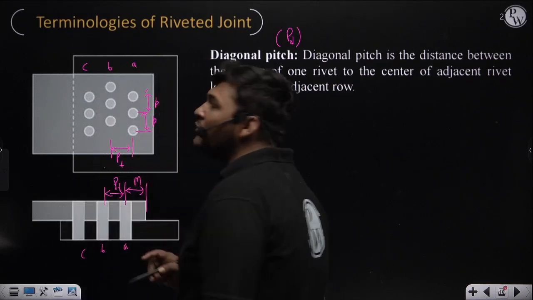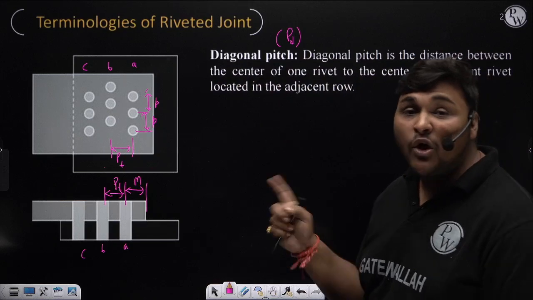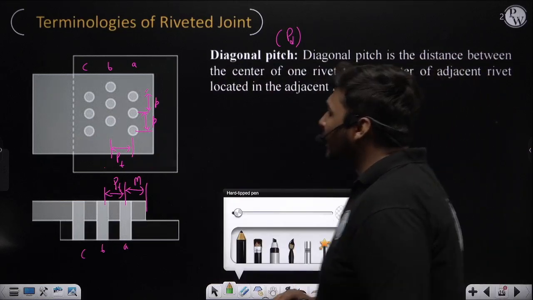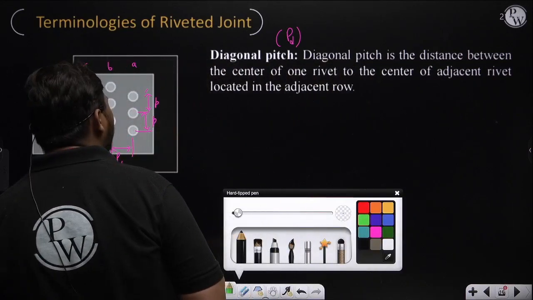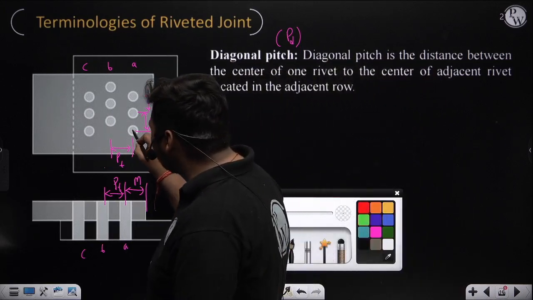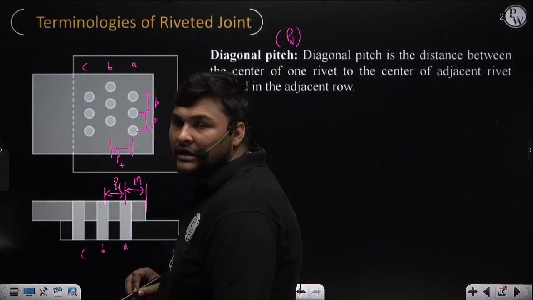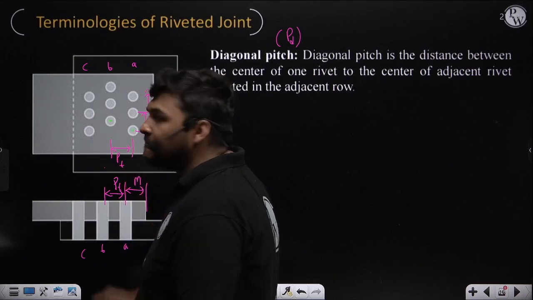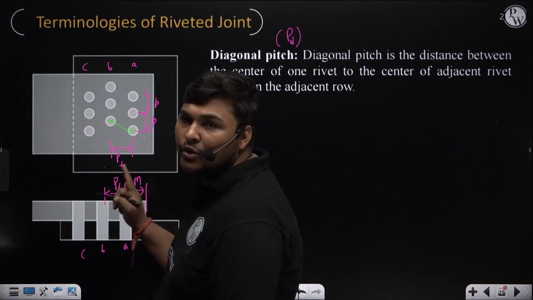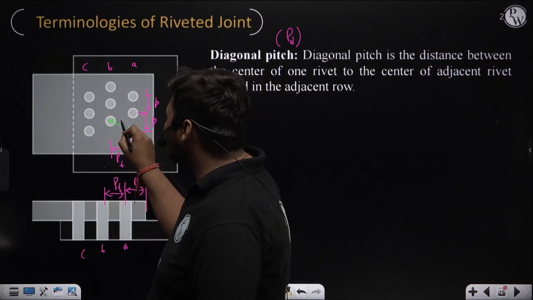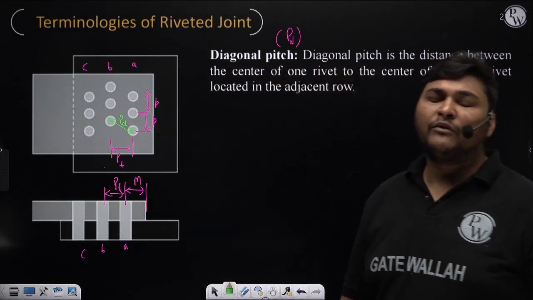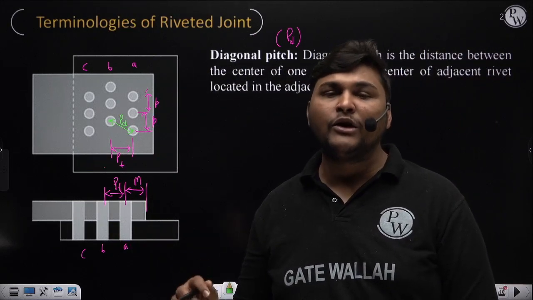Now in this row B, what should be the arrangement of rivets? Right now it is not a chain pattern, it is a zigzag pattern. So for the zigzag pattern, we will define one more terminology, which is known as diagonal pitch. Diagonal pitch is what? Suppose it is the first rivet of row A, and this is the first rivet of row B. The distance between the first rivet of row A and the first rivet of the next row is known as diagonal pitch, that is PD. So for the zigzag pattern we also need to give the value of diagonal pitch.